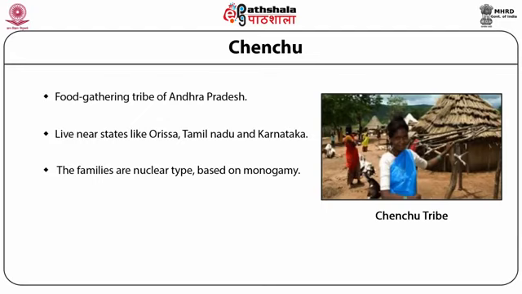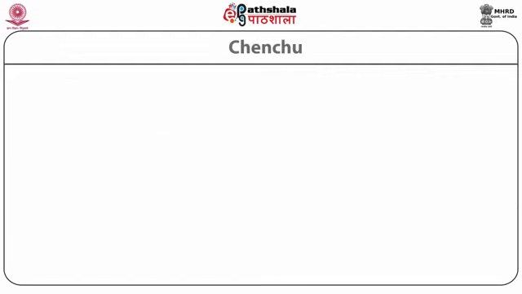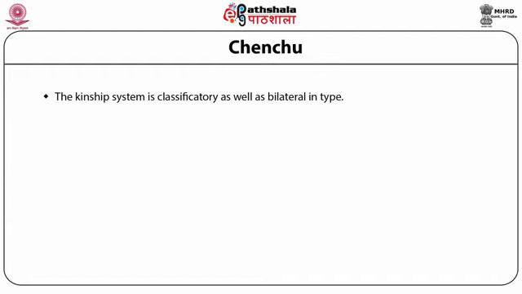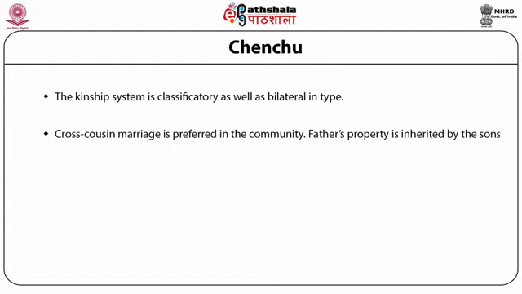Married sons with their wives and children live in separate huts. The family is patrilineal and patrilocal. The kinship system is classificatory as well as bilateral in type. Affinal kins are distinguished from the consanguineal kins. The Chenchus count both the father and mother line in determining the descent. Marriage takes place either by negotiation or by elopement. Cross cousin marriage is preferred in the community.